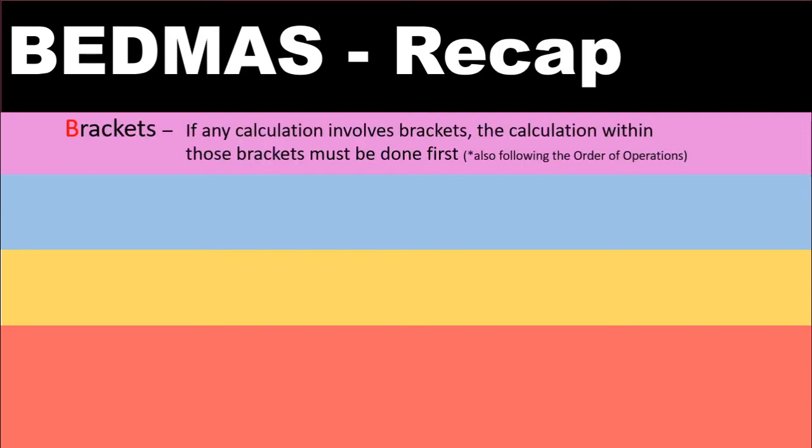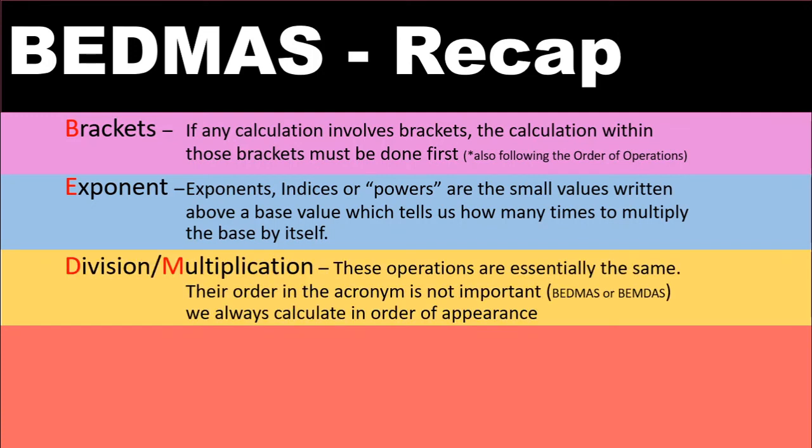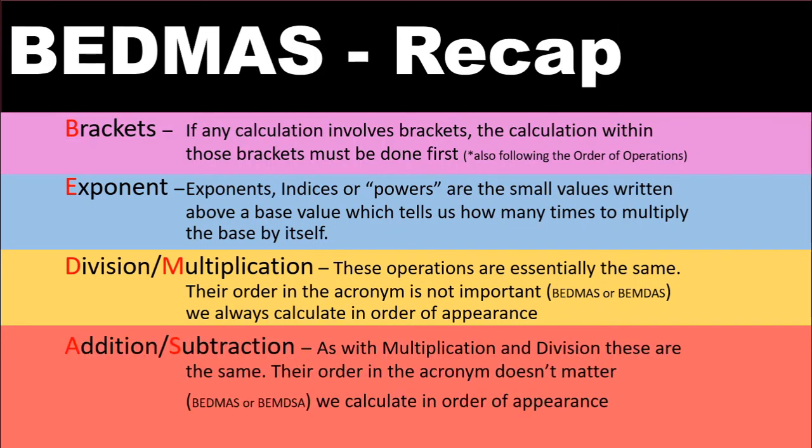Before we get into the practice exercise, let's just do a quick recap. BEDMAS stands for brackets, and that always comes first. Then we have exponents or indices or powers. Then we've got division and multiplication, and the order that we do these in depends on the order that we see them in. And then we have addition and subtraction. Just like multiplication and division, we do these in the order that we see them in.